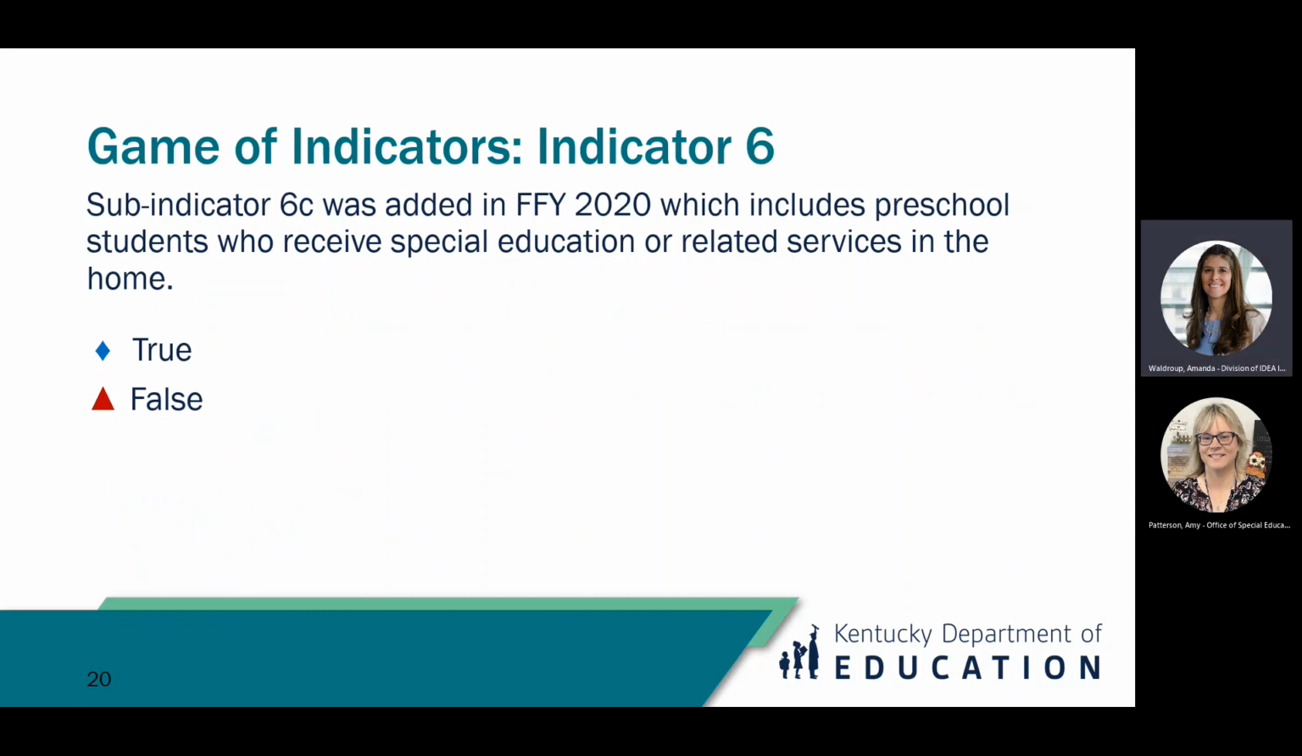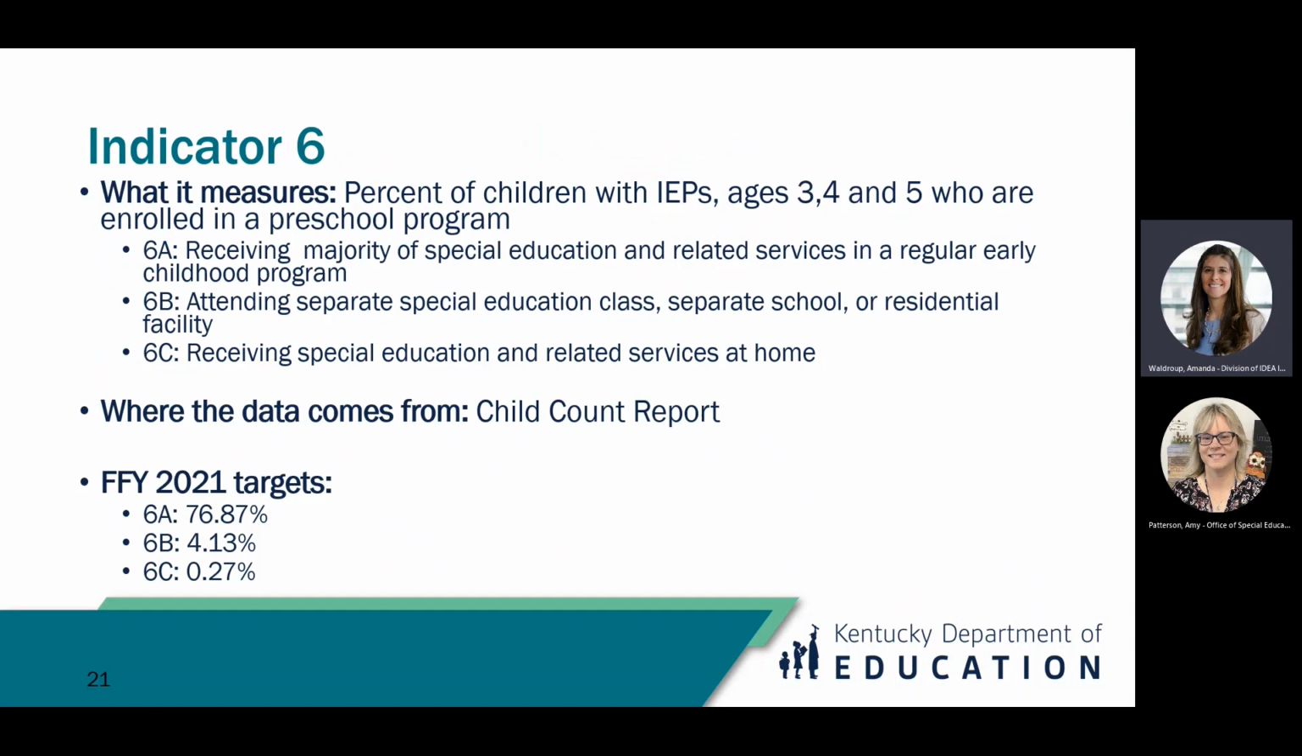Sub-indicator 6C was added in FFY 2020, which includes preschool students who receive special education or related services in the home. True or false? The answer is true. Indicator 6 measures the percent of children with IEPs ages 3, 4, and 5 who are enrolled in a preschool program.